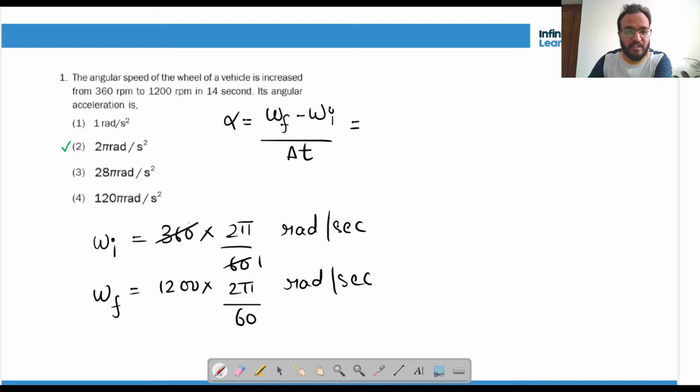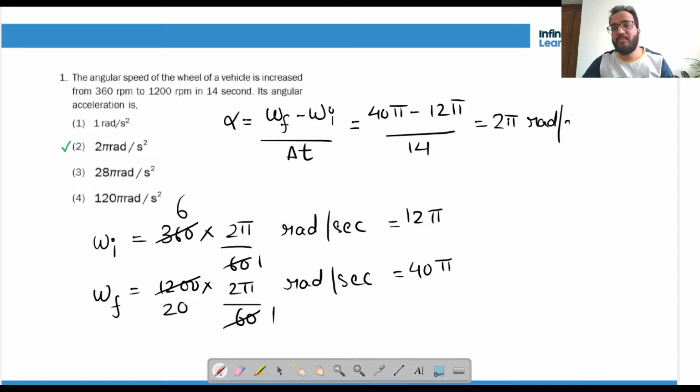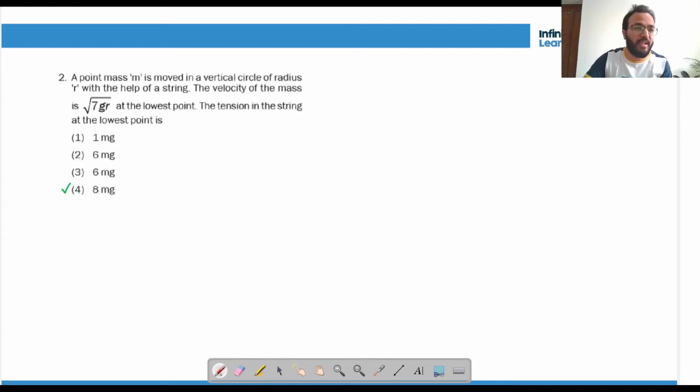Sixty ones are 60, 60 twenties are 1200. This is 12 pi and this is 40 pi, and delta t is given as 14 seconds. I guess it is clear. 40 pi minus 12 pi upon 14, answer is 2 pi radian per second square. Okay, 2 pi radian per second square. Got it? Second option is correct. Now let's move on to the next question.